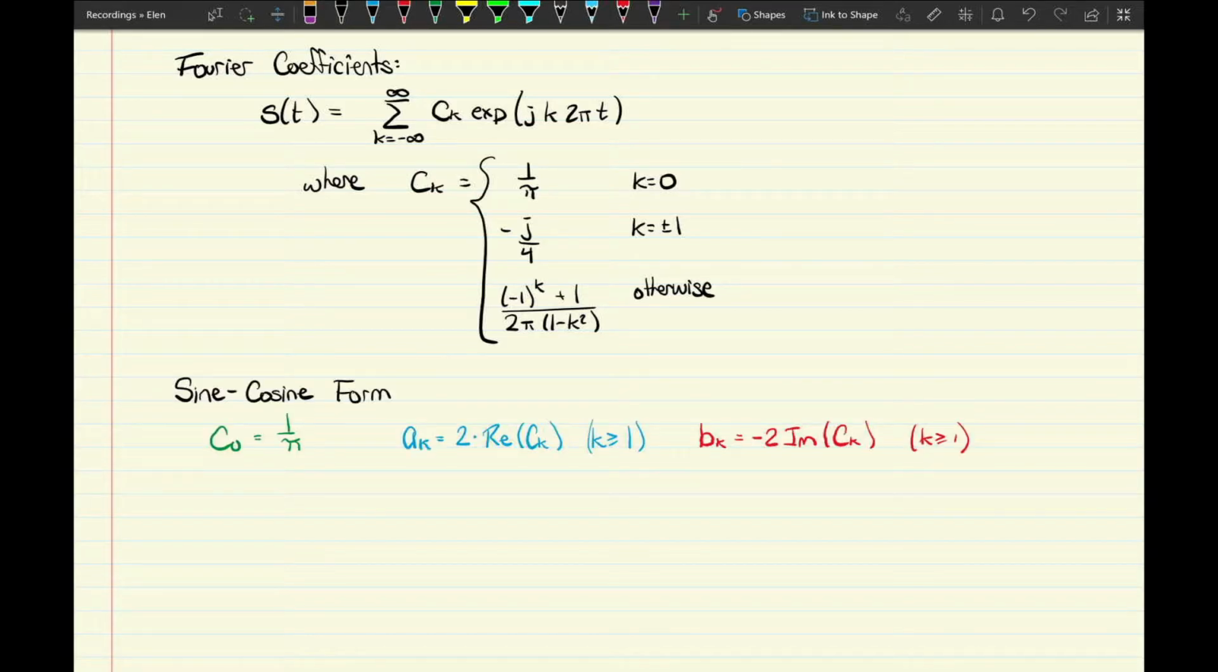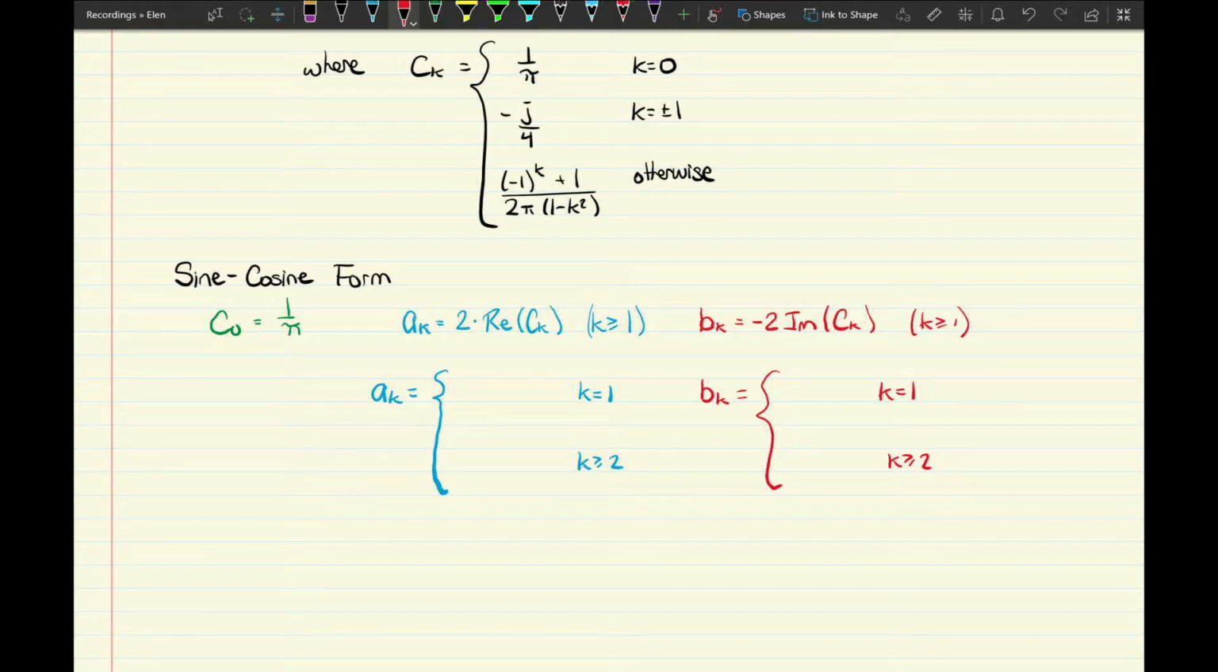Now, when we translate to a different form, our DC term is going to remain 1 over pi. It's simply just a constant. It has nothing to do with oscillations. But for a_k, the coefficient of our cosine terms, that is 2 times the real component of our Fourier coefficients for k greater than or equal to 1. Now, looking at when k is equal to 1, we see that we have c_k is just -1/4 j, which is completely imaginary, and it has no real part. So that means that a1 is equal to 0, whereas b1 is simply -2 times -1/4.